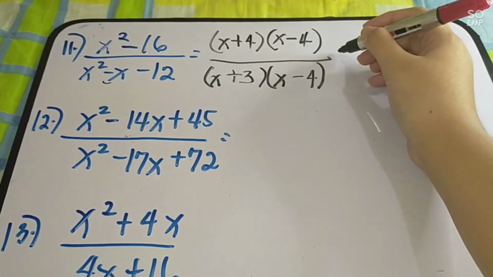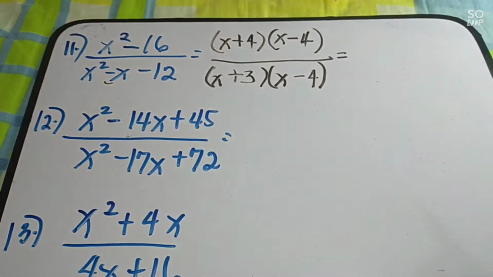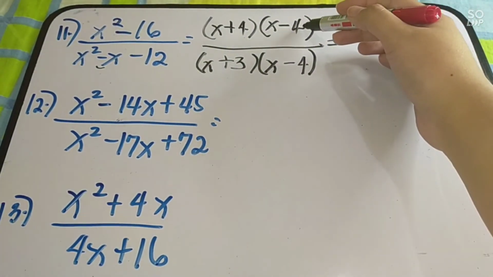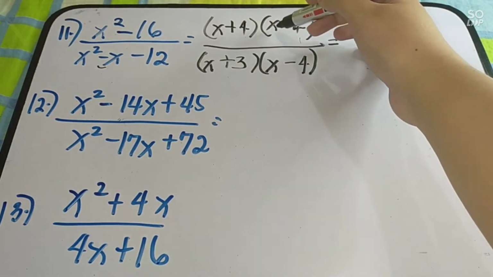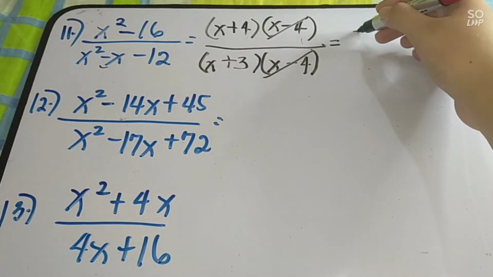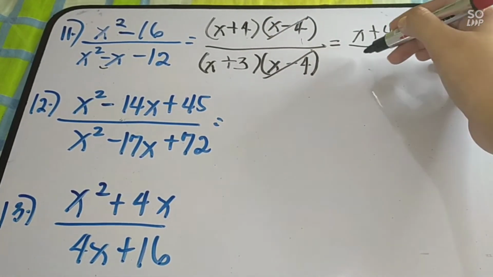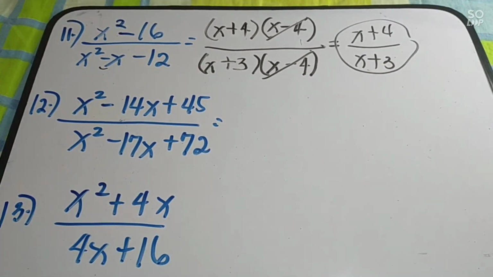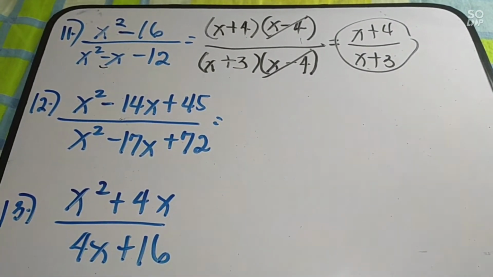So, next tayo. Cancel na natin yung same terms na. So, we have here x minus 4 and x minus 4. They are just the same. Cancelled out na yan. Magiging 1 na lang. So, ito, just copy. You have here x plus 4 over x plus 3. We're done. So, this is now your final answer. Next tayo, let us have number 12.